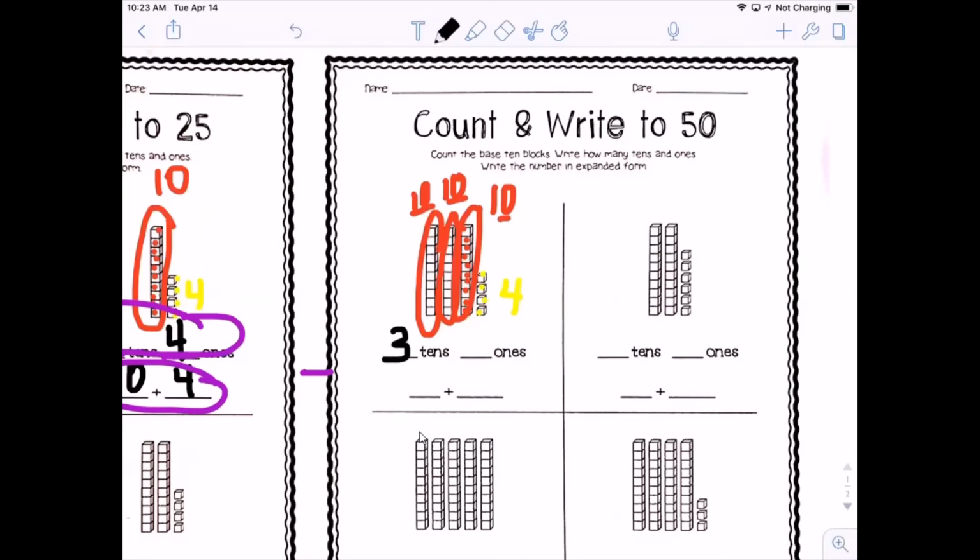Okay. 3. How many ones do I have? 4. But when I'm writing it down here on the expanded form, I'm not going to be writing 3. Remember, I count by my groups of 10. 10, 20, 30. How many ones? 4. So I have 10, 20, 30, 31, 32, 33, 34 all together.